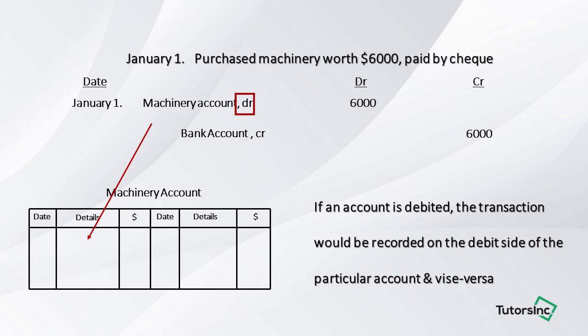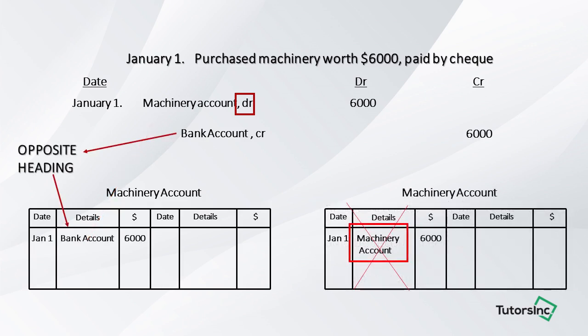machinery account. On the debit side, we have entered the date of the transaction, which is 1st of January, and also entered the value $6,000 under the amount column. But notice that in the details column, we have entered the name of the opposite heading or the opposite account. This is exactly how a transaction must be recorded in ledger.